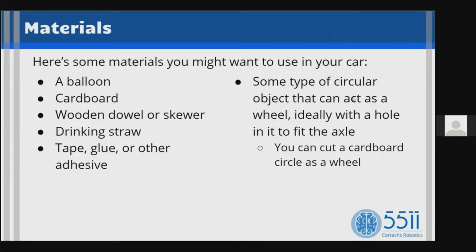So here are some materials that you can use in your car: a balloon, cardboard, a wooden dowel or skewer, a drinking straw, tape, glue or other adhesive, and some type of circular object that can act as a wheel, ideally with a hole to fit in an axle. You can cut a cardboard circle as a wheel if needed.